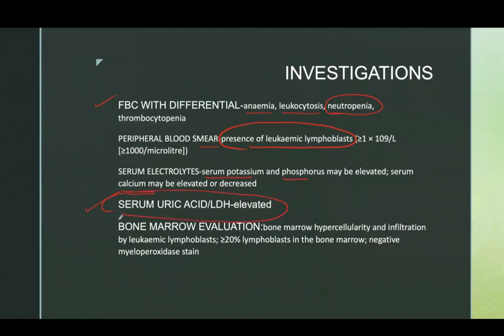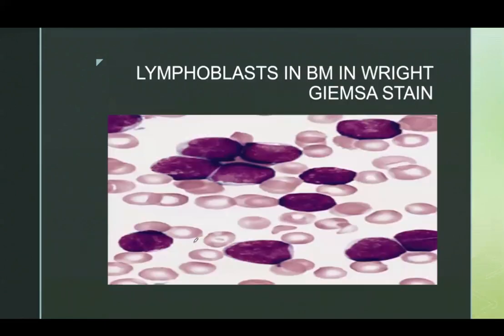Okay. Then bone marrow evaluation. If you see the bone marrow evaluation, you can find hypercellularity, you can find infiltration, and you can find leukemic lymphoblasts in the bone marrow. See this? These are the lymphoblast cells in Giemsa stain, or Wright-Giemsa stain, however you want to call it. These are your leukemic lymphoblasts. Part 2 people, please be certain.